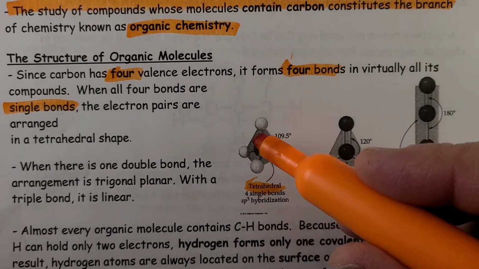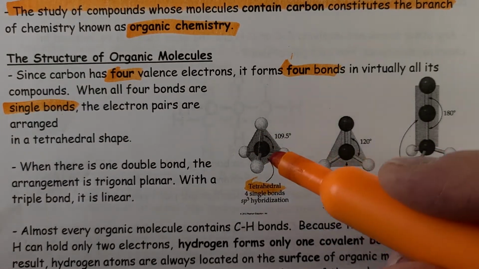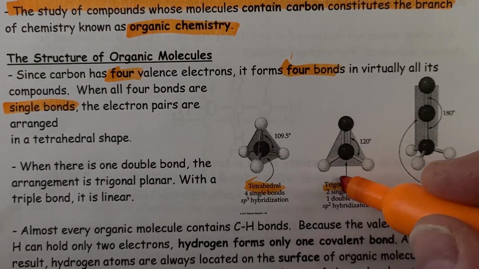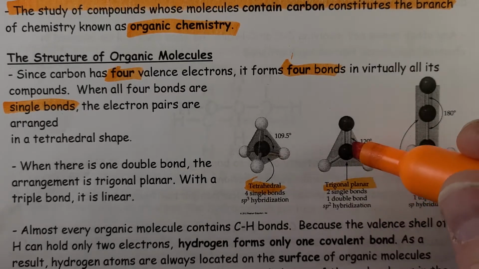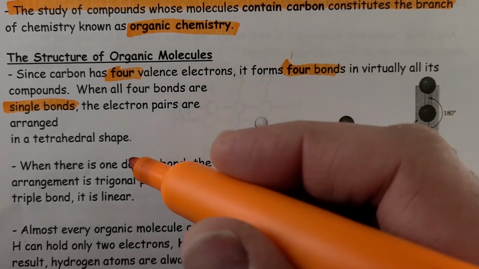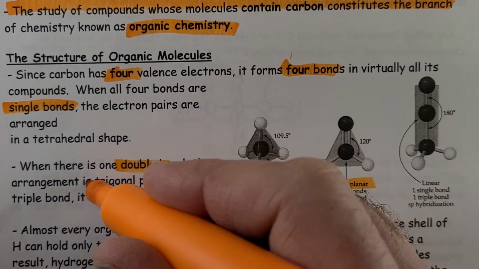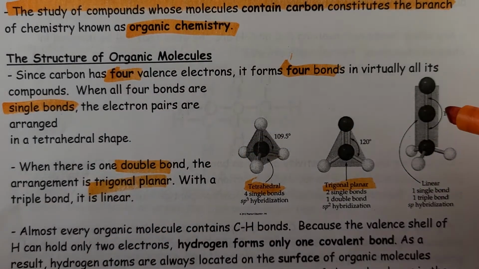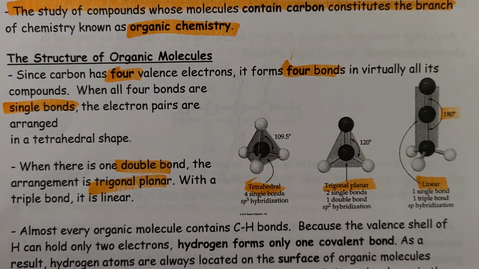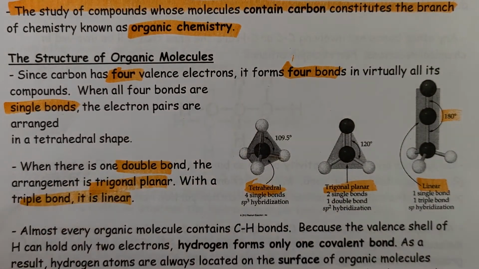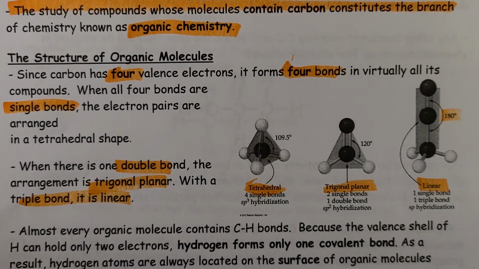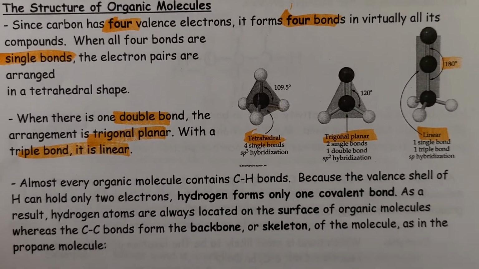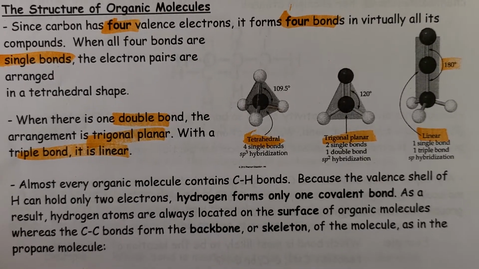If I take one of those away and make a double bond, of course it would be trigonal planar, approximately 120, 120, and 120 degrees. And also what I could have is one single bond and one triple bond, and then you can see angles of 180. It would be a linear shape. So those are the options for carbon bonded to other atoms.